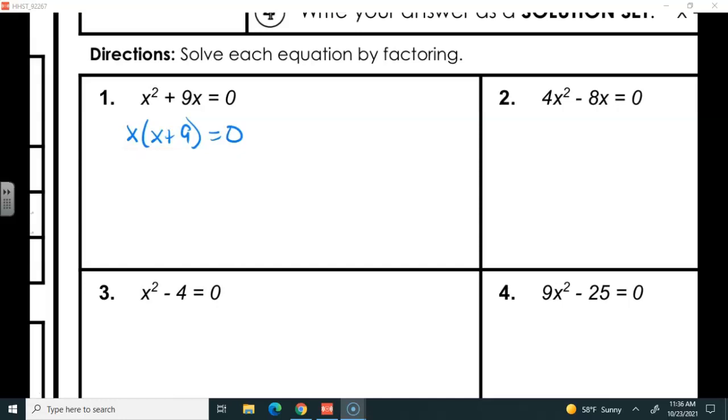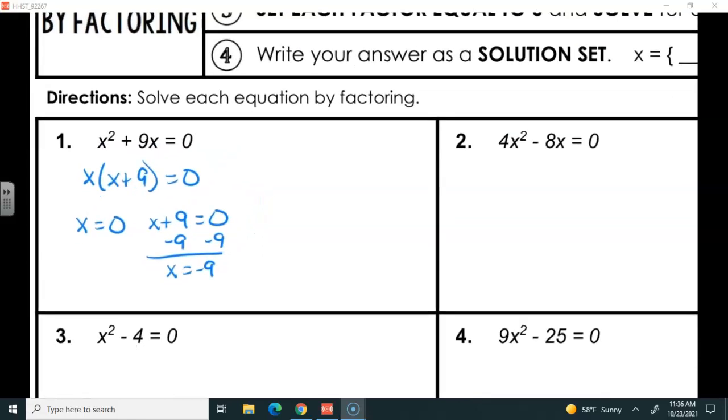So we're going to set both of those equal to 0, and then we're going to solve for x. So the first one's done for us. We would subtract 9, and x will equal negative 9. Then we're going to put our answer in a solution set. So x equals negative 9, comma 0.